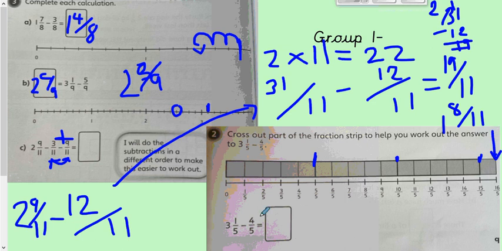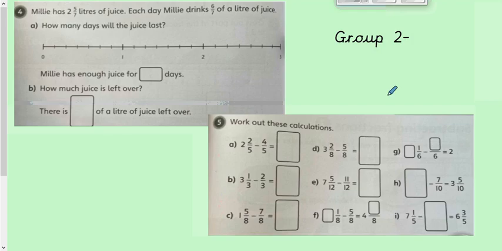Then we just need to take away 4. So 1, 2, 3, 4, and we're left with 12/5. And you could also write that as not 1, 2, and 2/5 if you wanted to write it as a mixed number fraction. Moving on to group 2 then, if you went on to those, it says Millie has 2 and 5/7 litres of juice. Each day Millie drinks 6/7 of a litre of juice. How many days will the juice last?